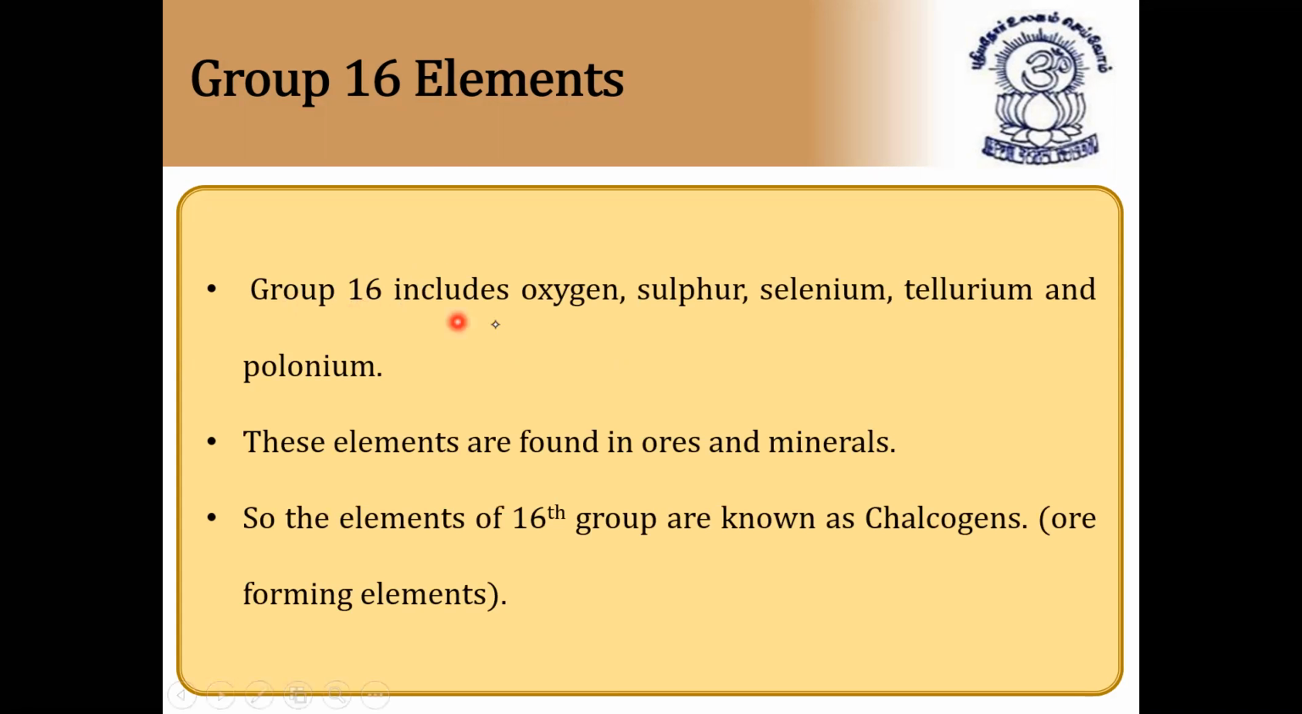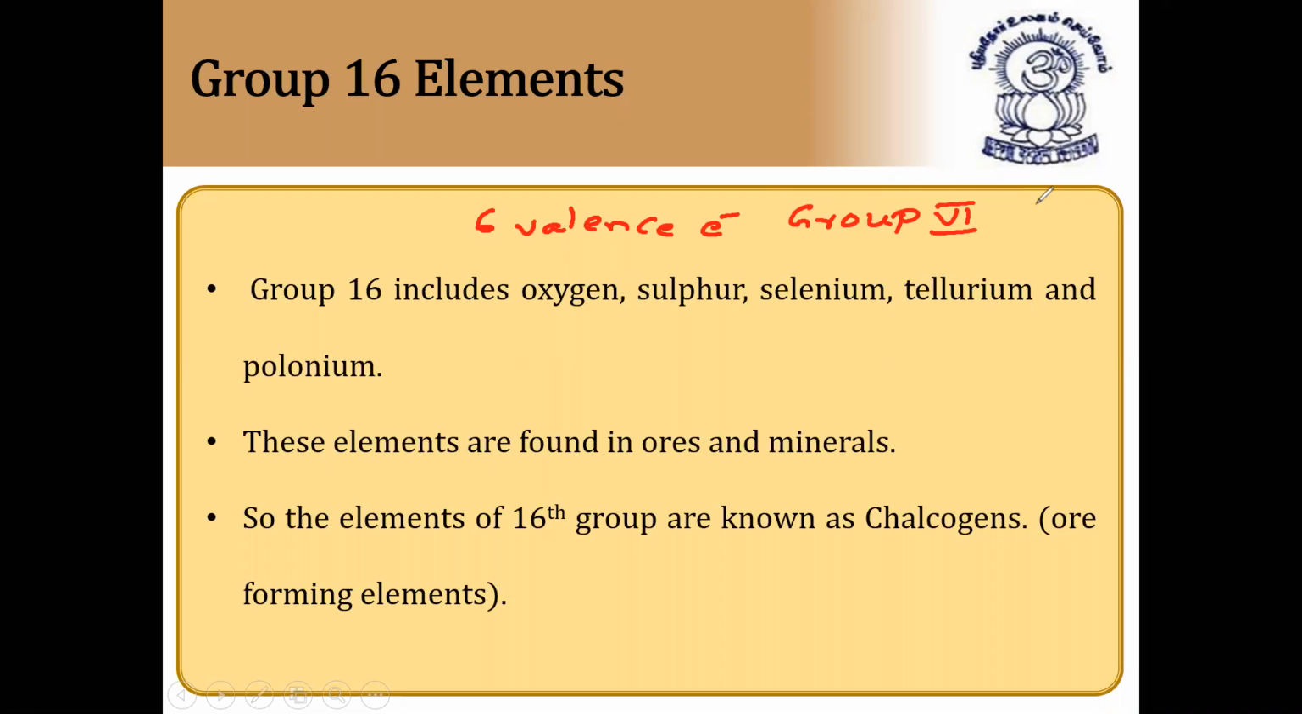Group 16 elements include oxygen, sulfur, selenium, tellurium, and polonium. So these are the elements of group 16. Why are they kept in group 16? Because they have 6 valence electrons in the outermost shell. That's why they are placed in group 16. We can even call the same group as group 6A.